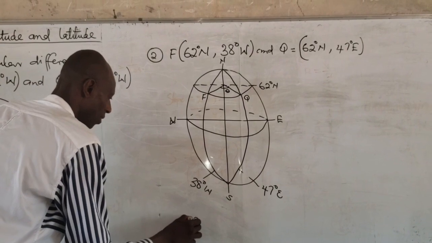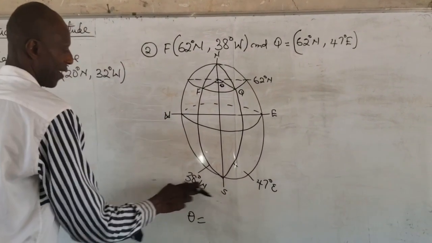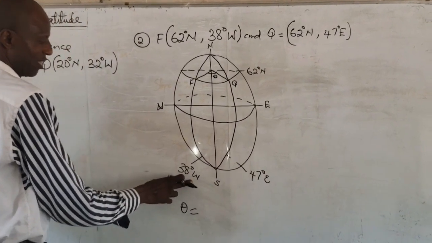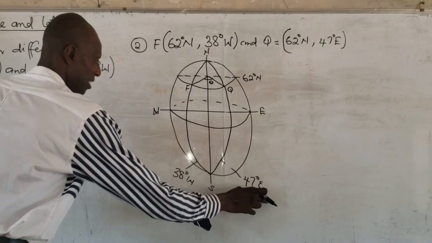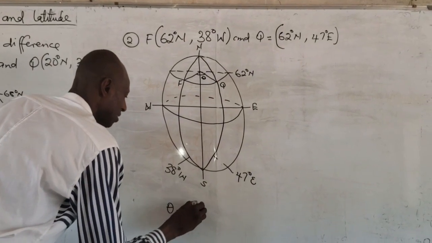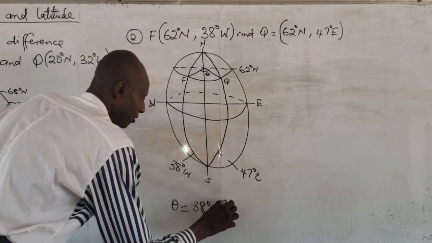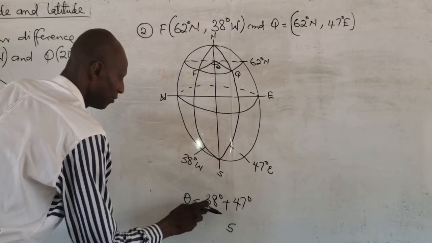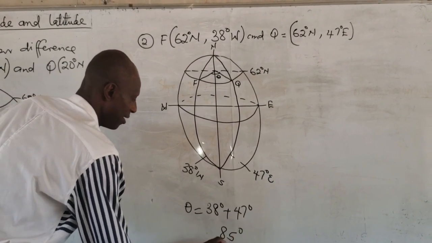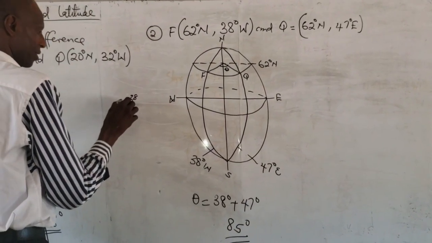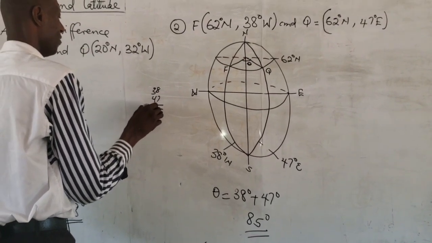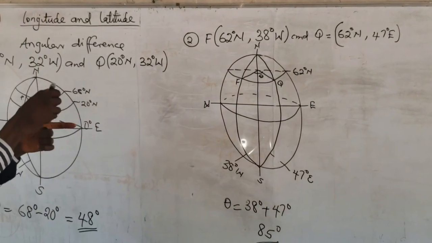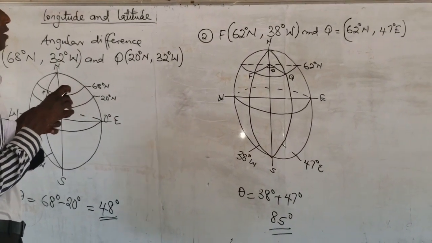So therefore, angular distance here, these are different longitudes. So you will add west, east, you add. West, west, you subtract. East, east, you subtract. West, east, you add. Which is now 38 degrees plus 47 degrees. 8 plus 7 is 15, carry 1, and 3 plus 4 plus 1 is 8, so 85 degrees. With this angular distance, we now use it to calculate the real question.